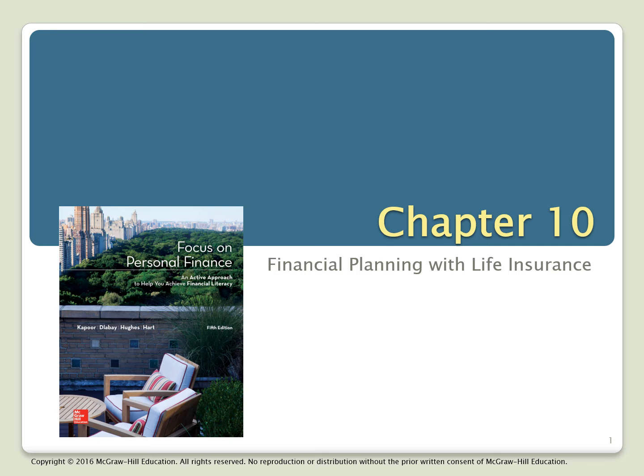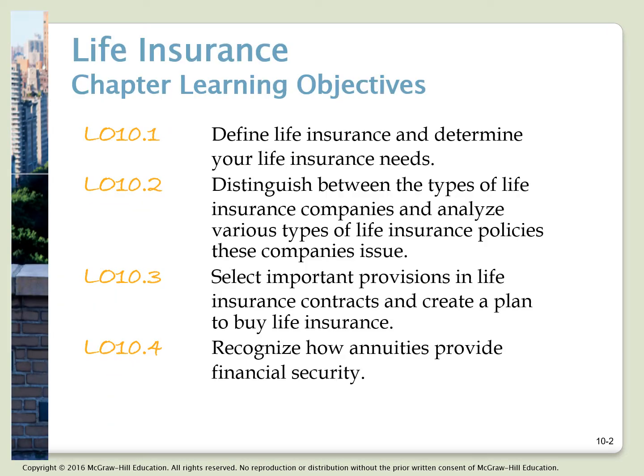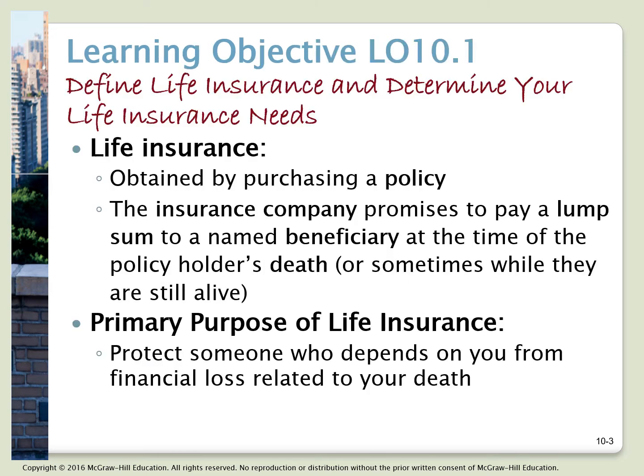So on we go. The objectives: define life insurance and determine your life insurance needs, distinguish between the types of life insurance companies, and analyze various types of insurance policies these companies issue, select important provisions in life insurance contracts, and create a plan to buy life insurance, recognizing how annuities provide financial security. These annuities are also typically through life insurance companies, and we'll get into that. Those are payouts over a period of time.